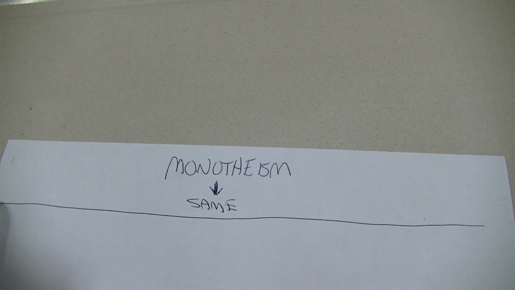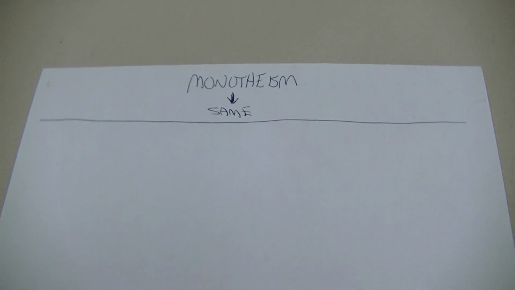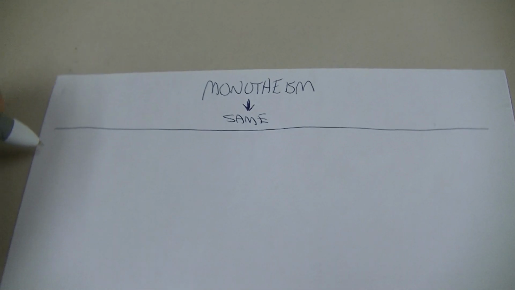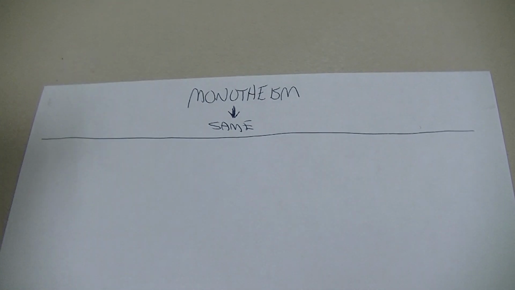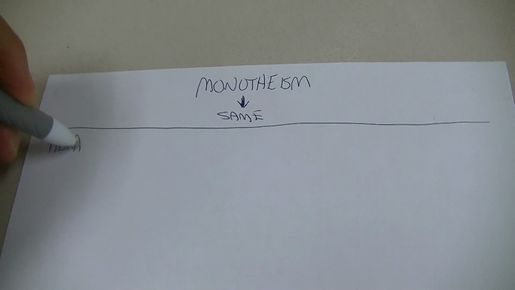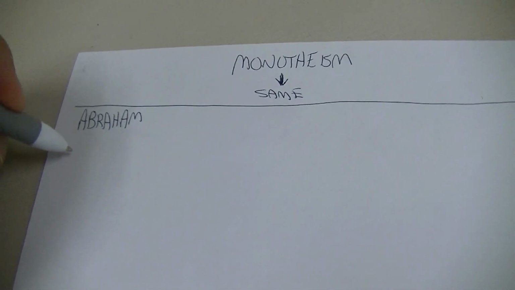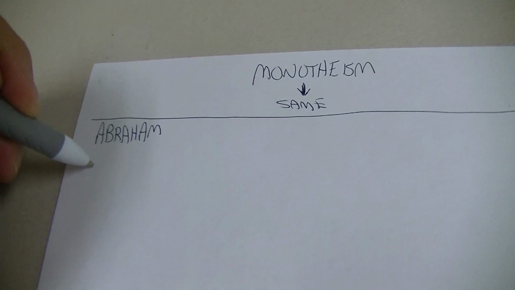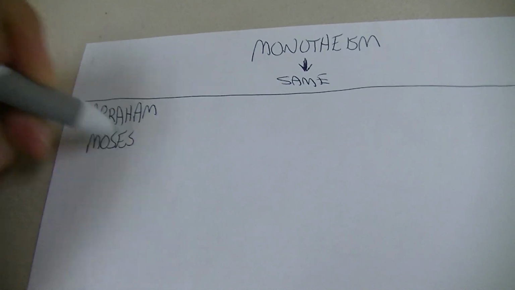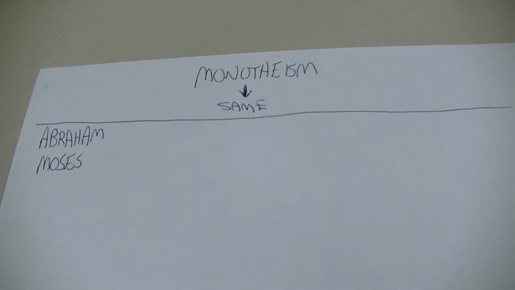All right, and what I want to do is make a box right here. I'm just going to put the top of the box. And what we're going to do is fill in some things that are the same. So first, they all claim to start with this person called Abraham. And they also claim to all look back to Moses as a great leader. He'll be one that gets a lot of rules from God, they say.